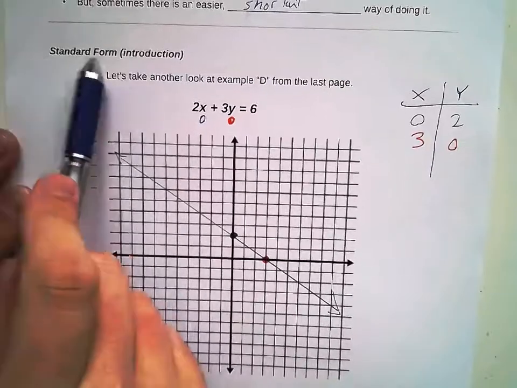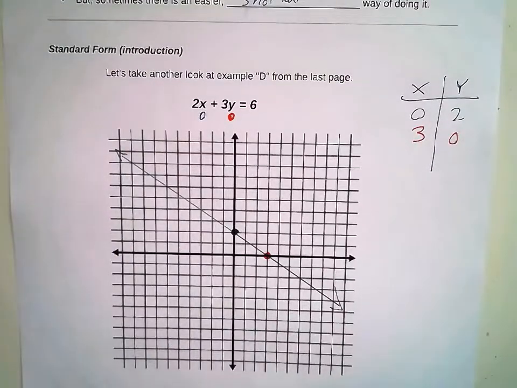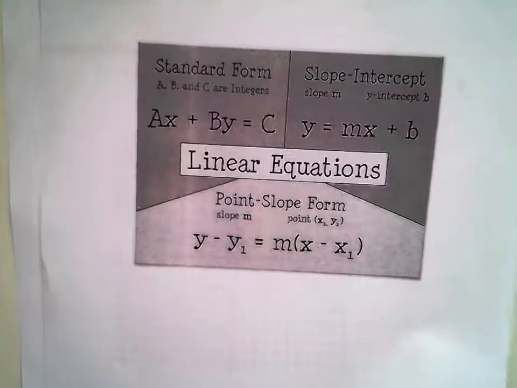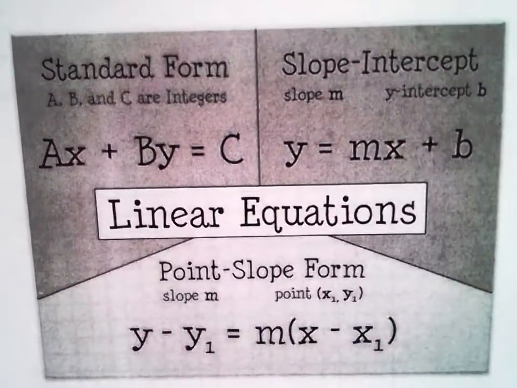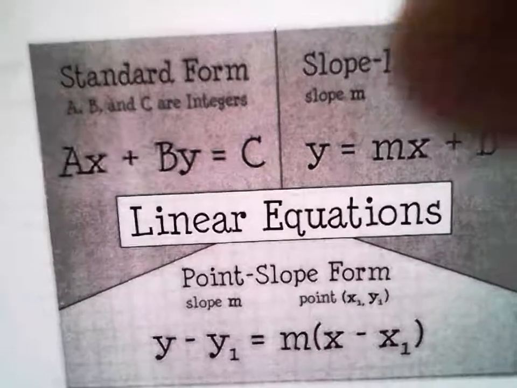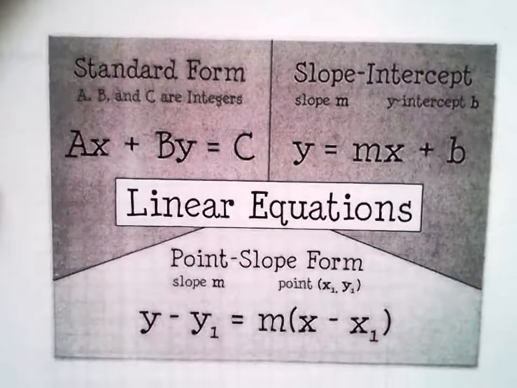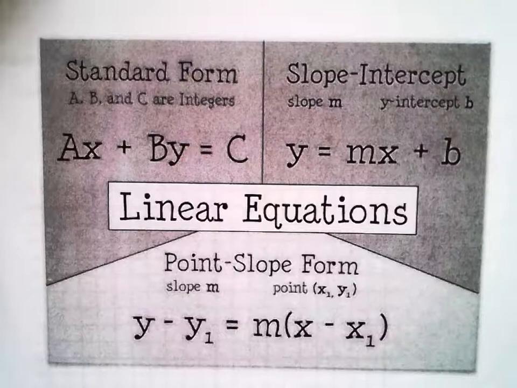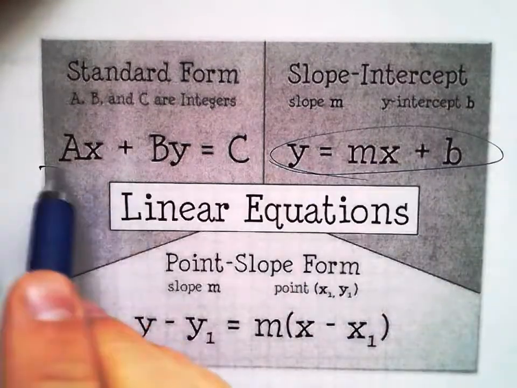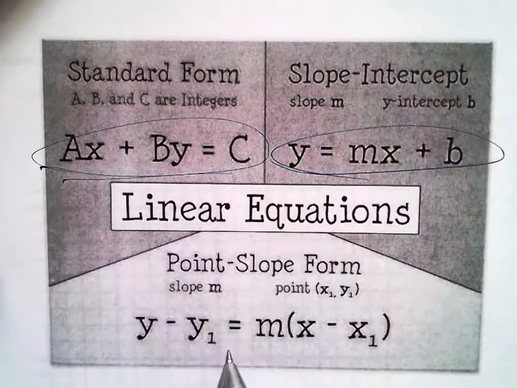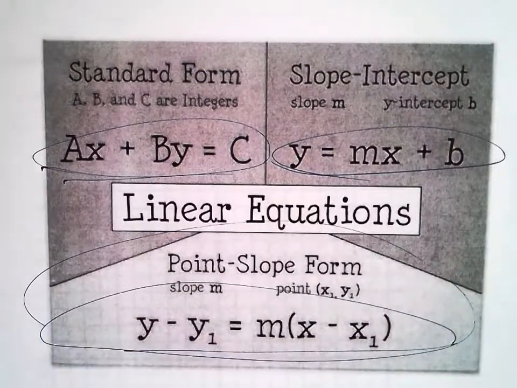So we'll learn a little more about this and one other type of form for linear equations next time. So these are the three ways that linear equations can be written specially. And so we've learned this one now and talked a little bit about that one. We'll finish up this one and learn about this last one next time.